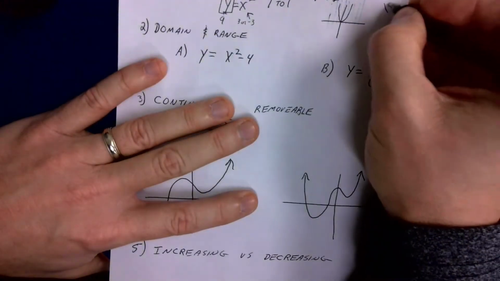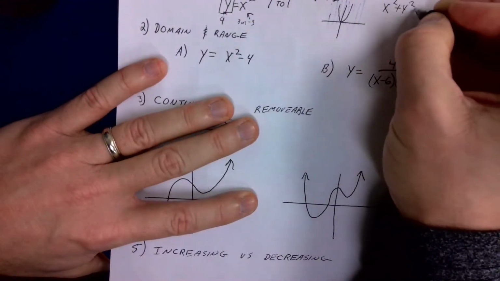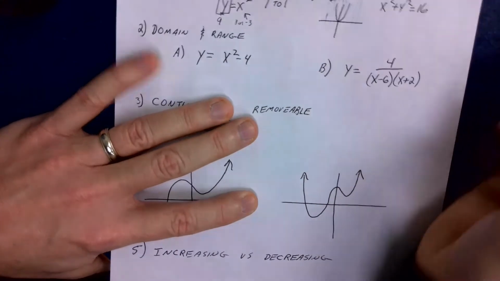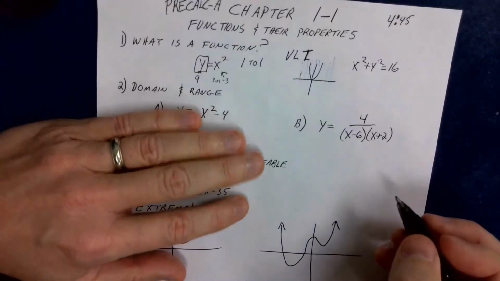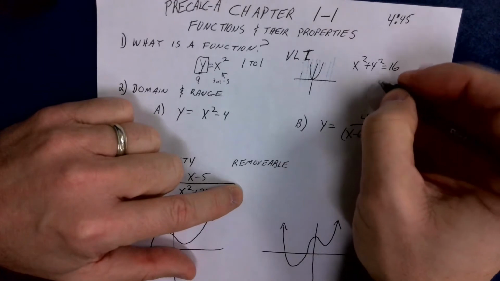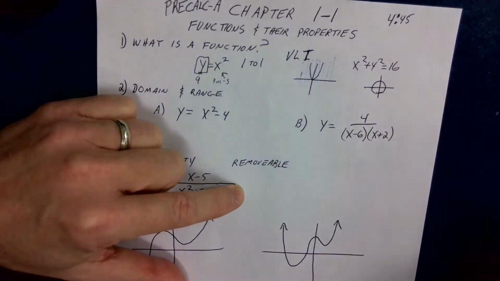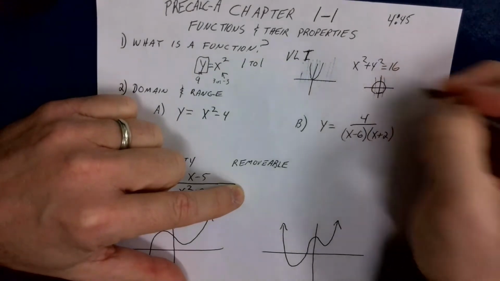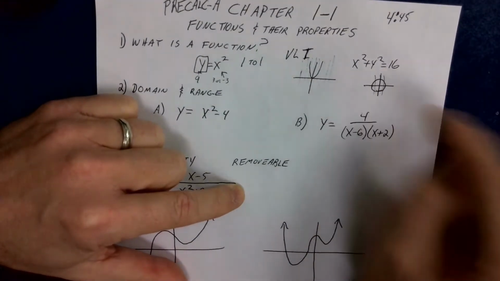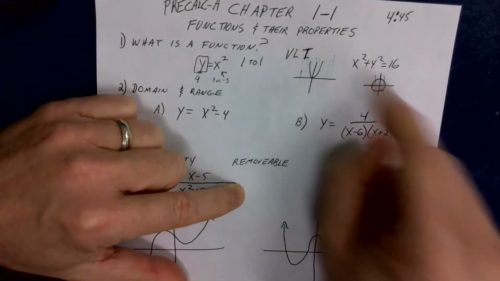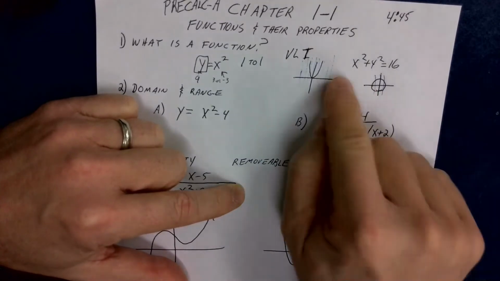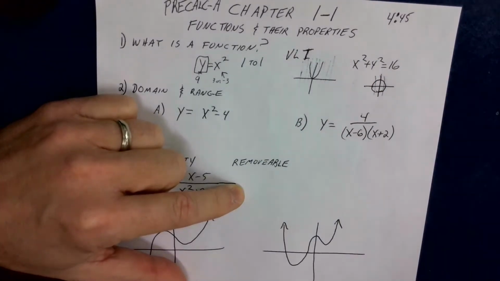Whereas, for instance, x squared plus y squared equals 16, that's a circle. We saw that last unit. I graph that, it looks like this. Now you can see that that vertical line is going to pass through two different points. So in this case, y is not a function of x. Likewise, x isn't a function of y.